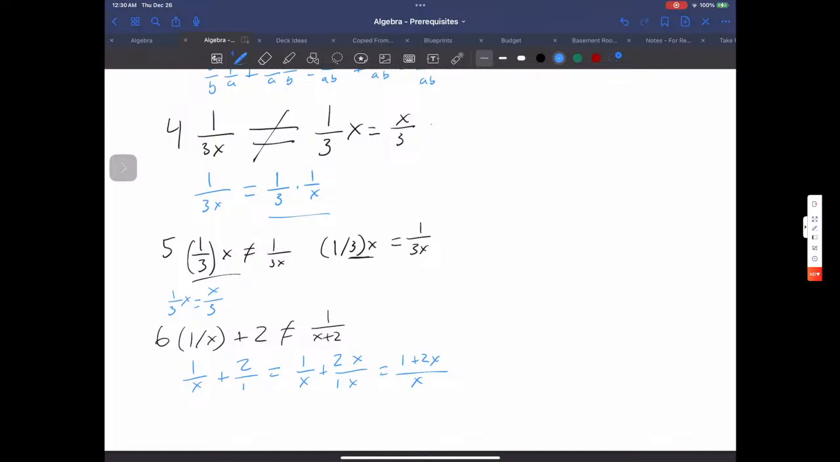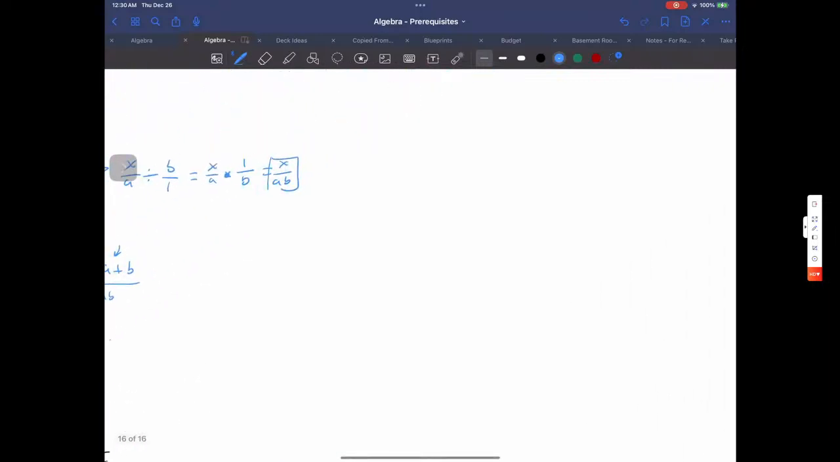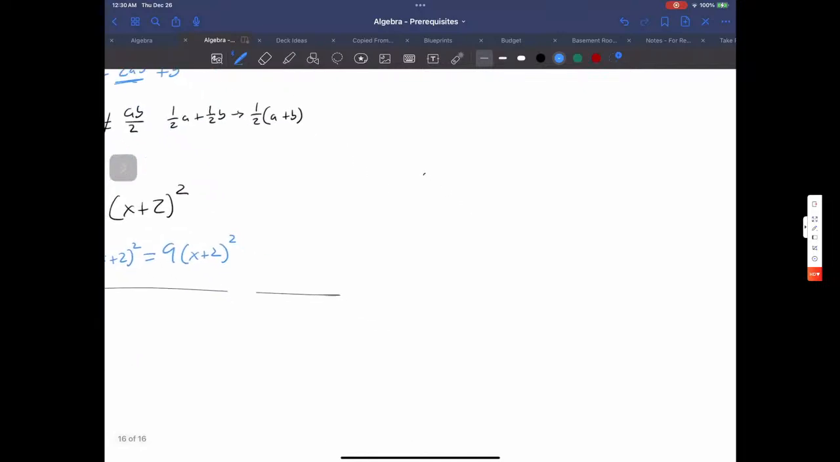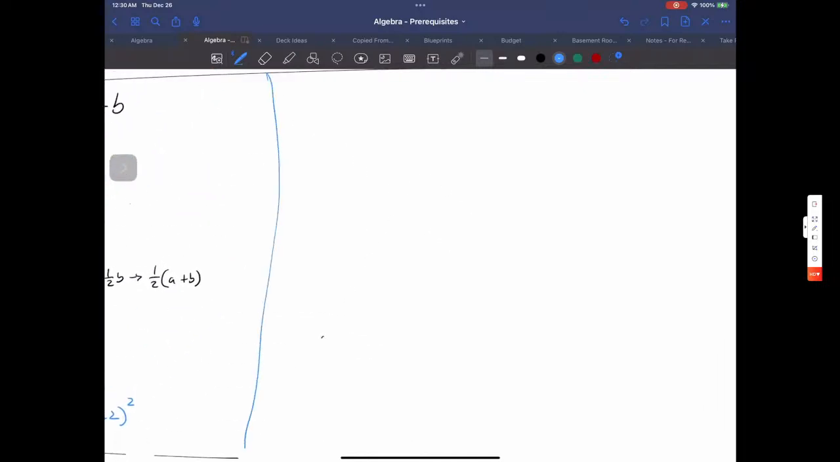Alright, so that's errors involving fractions. Okay, let's look at the errors involving exponents. So come back here, and I'm going to split this off and say involving exponents.